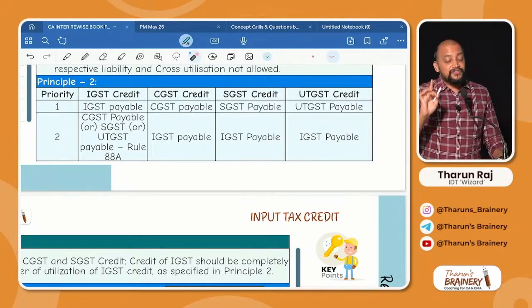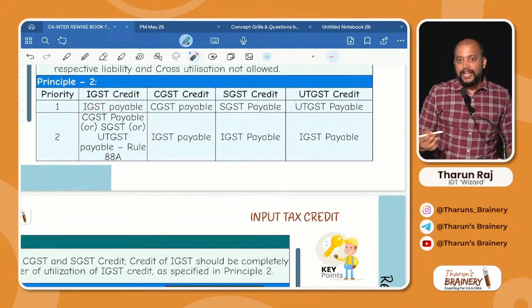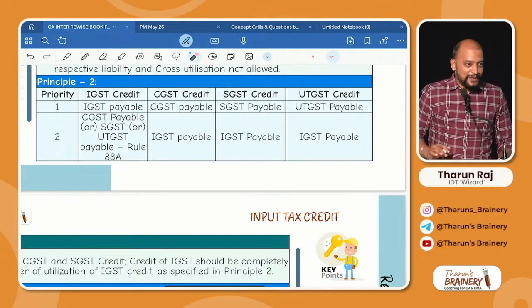So IGST credit first for IGST. Thereafter CGST or SGST, UTGST, any manner, any proportion, okay. For me, I don't have any problem, okay.